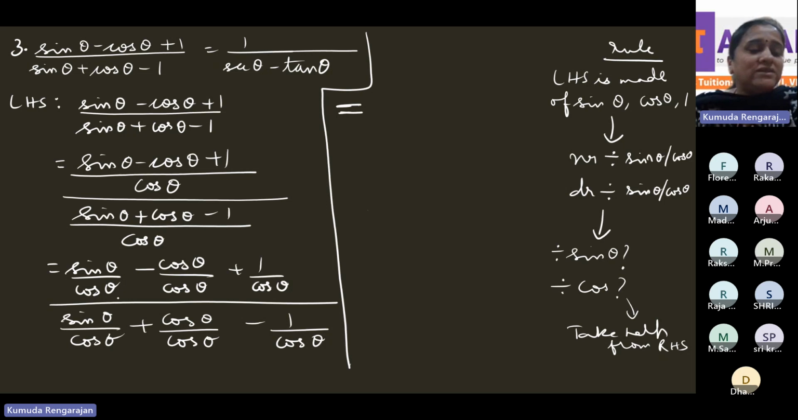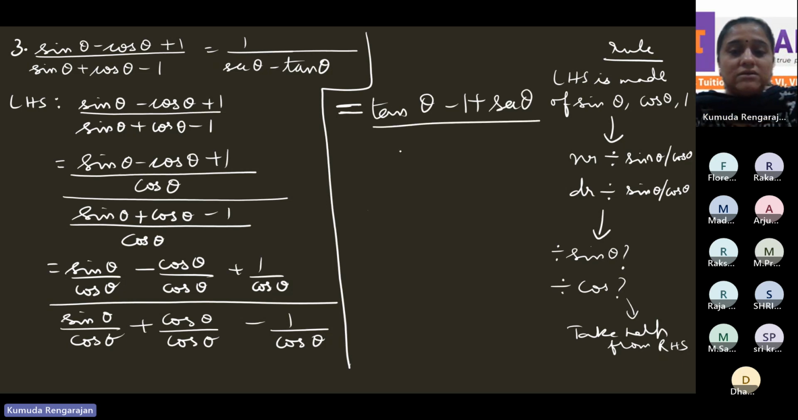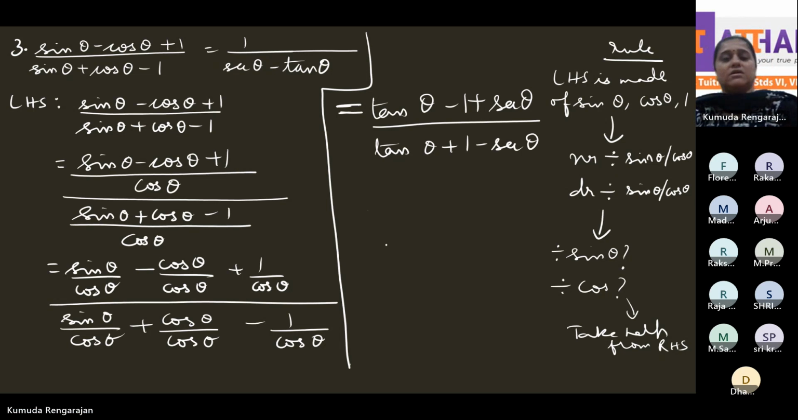So coming back, sine theta by cos theta is now tan theta minus 1 plus 1 by cos theta, secant theta divided by tan theta plus 1 minus secant theta. So now we have the ratios which are in the RHS. The RHS also has these ratios, tan and secant. Even here we have tan and secant. So somewhat, we are happy.